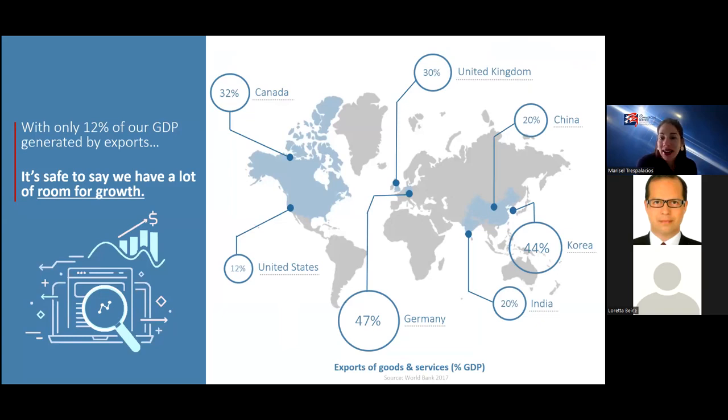12% of the US GDP comes from exports. Compare that to a country like Germany, where it's almost 50%. I realize that the US economy is so much bigger, so it's not quite a fair comparison, but definitely we can say that there's room for us to grow.